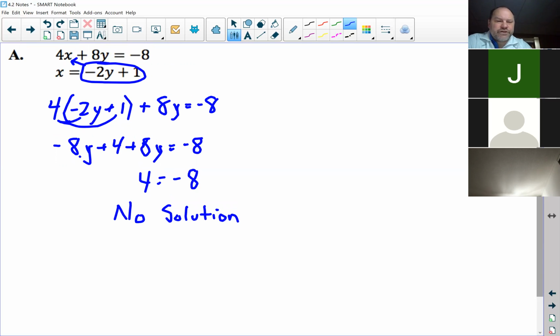So no solution and infinitely many solutions are actually less work. You usually get those answers in the first couple of steps.